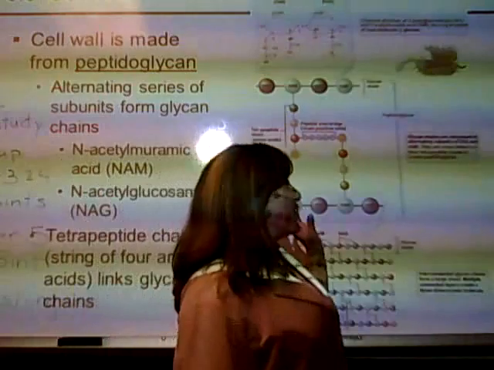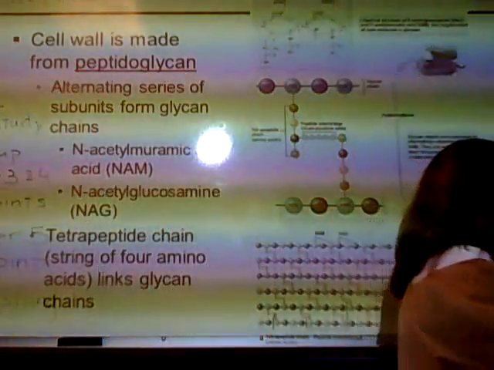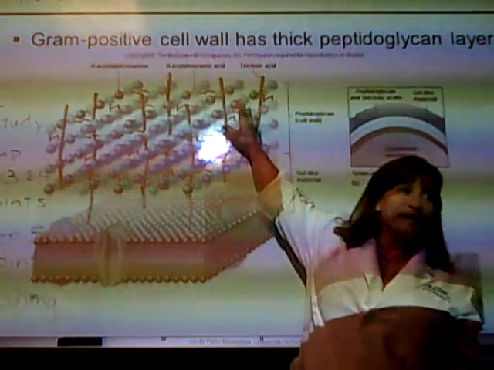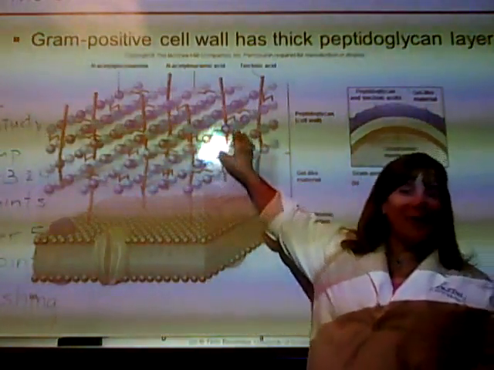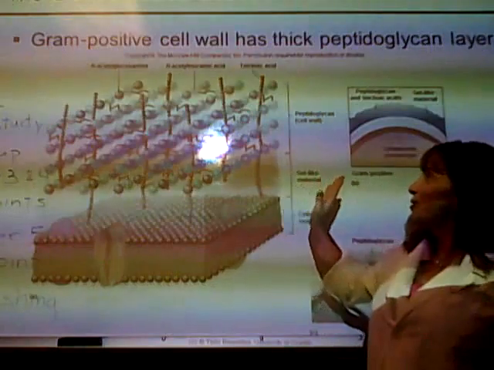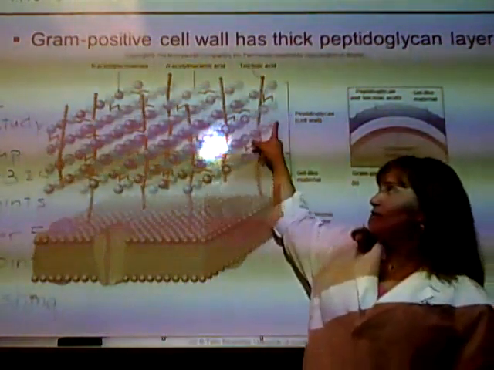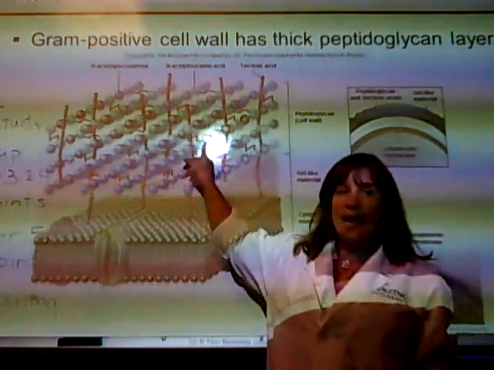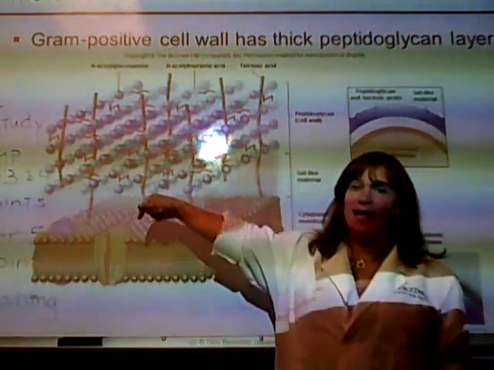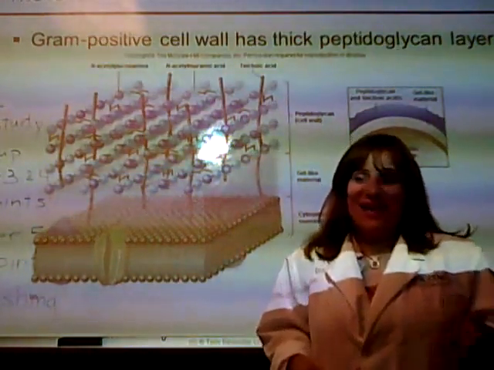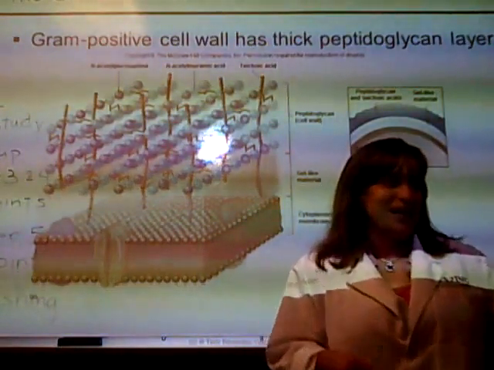All right, so we went over this last time, but here it is again. Then remember we talked about the teichoic acids. They're kind of like the rebar in the concrete, right? So teichoic acid is here, and then here you have the long chains of NAM and NAG. Like I said, my little mnemonic device: don't nag me because I was in NAM. So NAG, NAM, NAG, NAM.